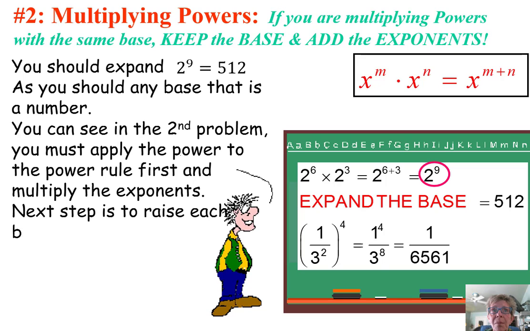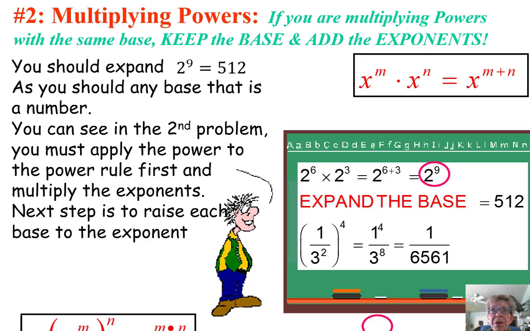You can see in the second problem, you must apply the power to a power rule. We have 1 over 3 squared, raised to the 4th power. That means 1 to the 1st raised to the 4th equals 1 to the 4th, because you multiply the exponents. The rule is in the left-hand corner. In the denominator position, you have 3 squared, so you'll raise 3 to the 2nd power raised to the 4th, which equals 3 to the 8th. Again, always remember, expand those number bases to the exponents, and your answer would be 1 over 6,561.